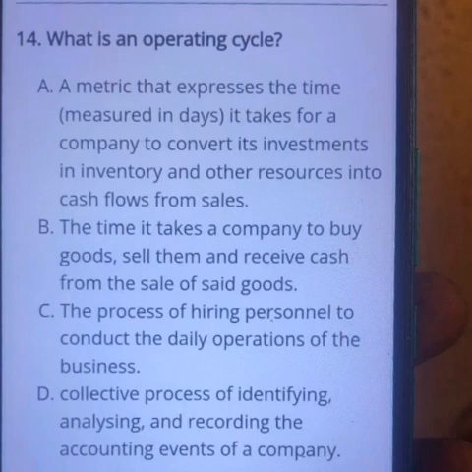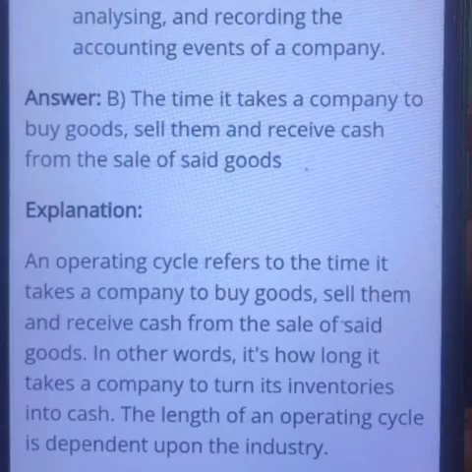Question number 14. What is an operating cycle? A. A metric that expresses the time, measured in days, it takes for a company to convert its investments in inventory and other resources into cash flows from sales. B. The time it takes a company to buy goods, sell them and receive cash from the sale of said goods. C. The process of hiring personnel to conduct the daily operations of the business. D. Collective process of identifying, analyzing, and recording the accounting events of a company. The true answer is B. The time it takes a company to buy goods, sell them and receive cash from the sale of said goods.